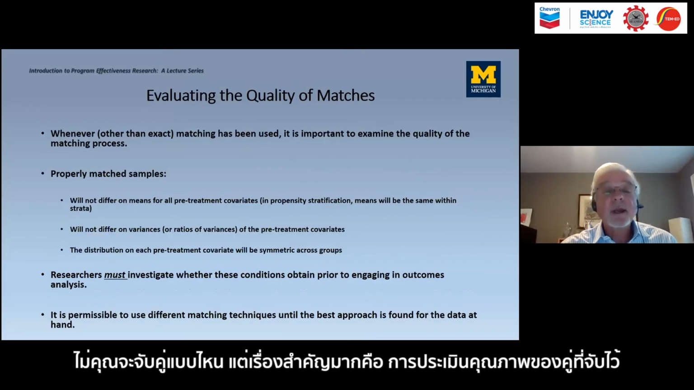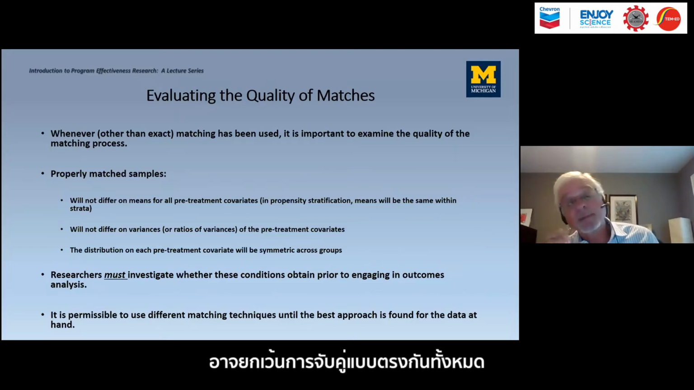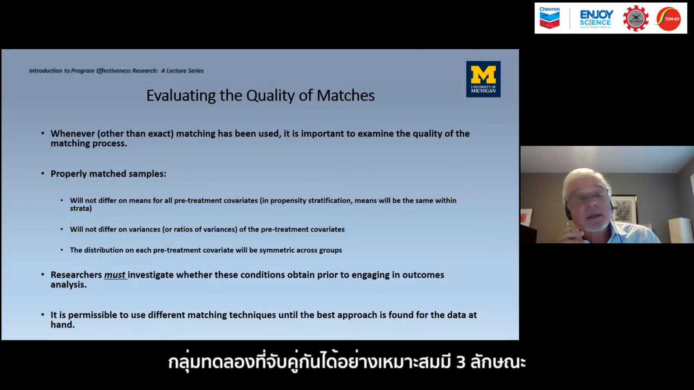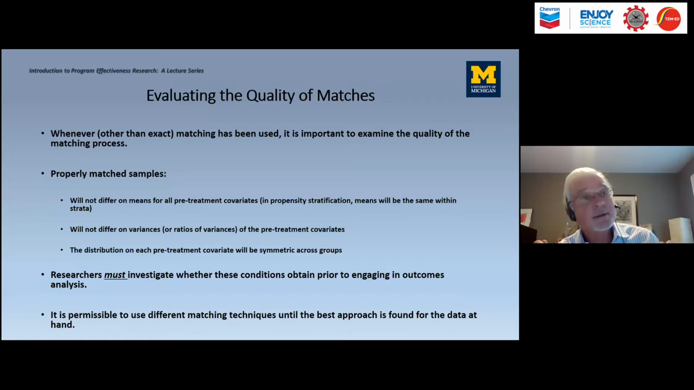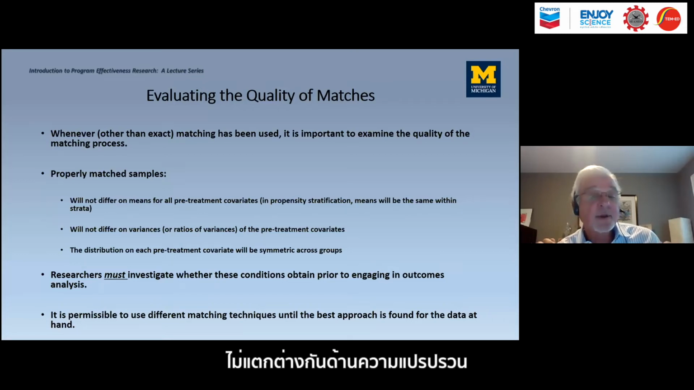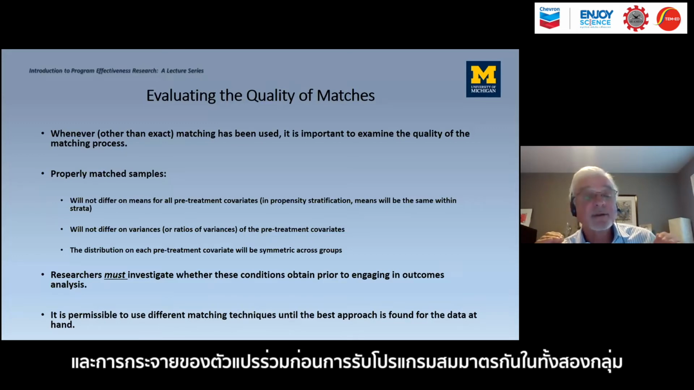Now, whenever you do matching, it's very important to evaluate the quality of those matches, except perhaps for exact matching. So a properly matched sample has 3 features to it. It doesn't differ on the means for all pretreatment covariates. It doesn't differ on the variances or ratios of variances of the pretreatment covariates, and the distribution on those pretreatment covariates is symmetric across the groups.